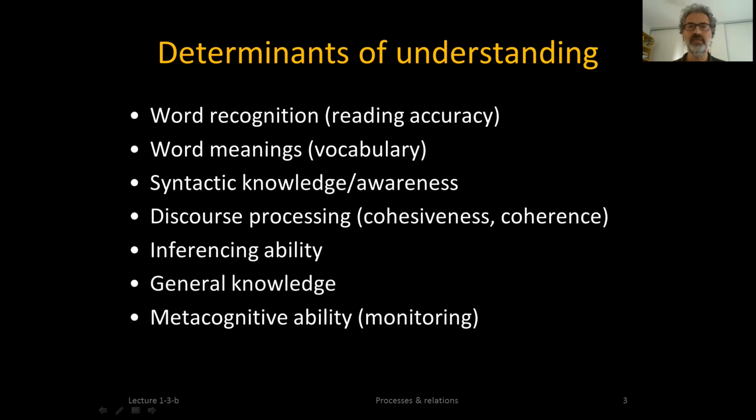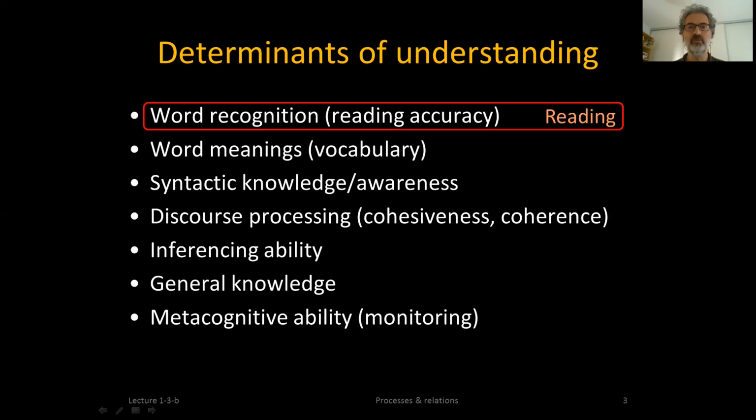You also need to be able to monitor your own understanding. Metacognitive ability is important for understanding because you need to be able to monitor the coherence of the text, that is the coherence of the model that you're building, so that you know when it needs to be revised or started over when things aren't coherent.